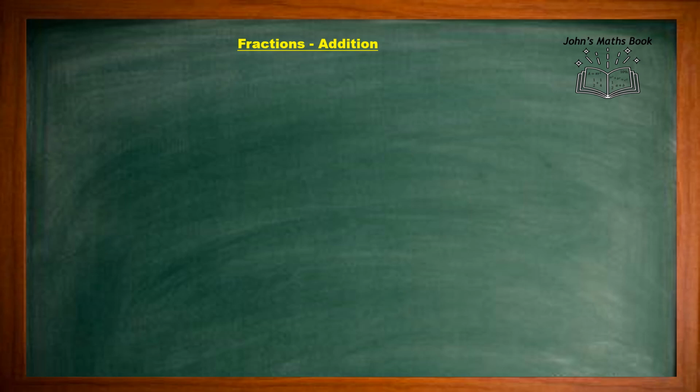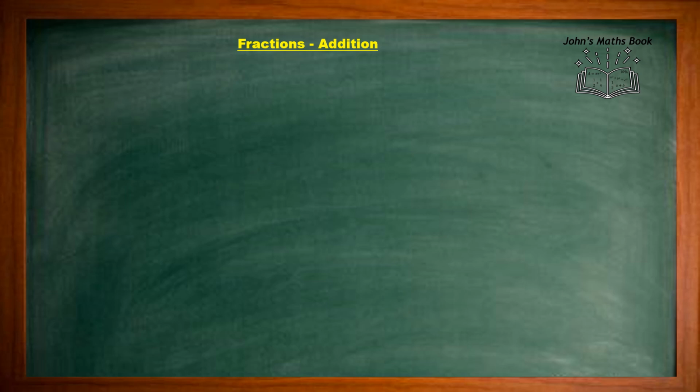Hi, I'm John, and today we're going to be looking at how to add two fractions together. We first need to understand what a fraction is and the different constituent parts. So in this example, we have a fraction of 2/3 or 2 divided by 3. The top half of the fraction, so here we've got a value of 2, is known as the numerator. The bottom half of the fraction, in this example it's 3, is known as the denominator.